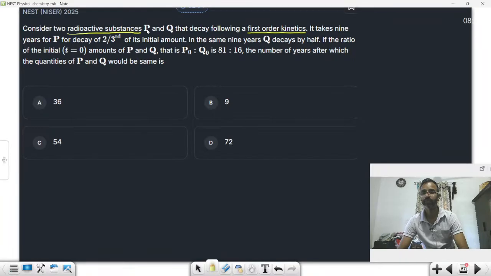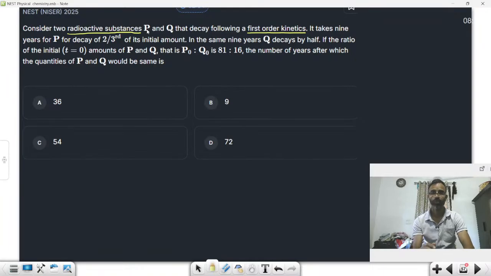Keep in mind it takes 9 years for P for decay of 2/3 of its initial amount. In the same 9 years Q decays by half. So if the ratio of the initial amounts of P and Q is given to you, that is 81:16, the number of years after which the quantities of P and Q would be same, that we have to calculate.